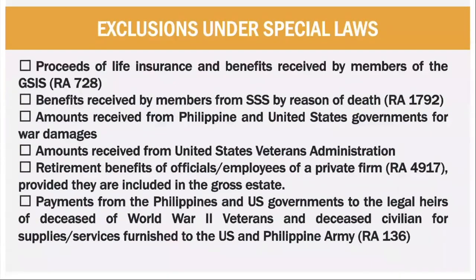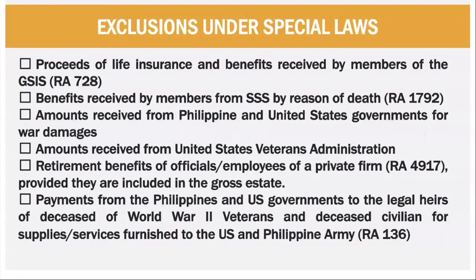Next, exclusions under special laws. Okay, we're done with your exclusions under NIRC or your TRAIN law, section 85, section 86, section 104, section 87, and section 97. So generally, it's easier for us to understand these exclusions because we're done discussing the inclusions. Next, we go with your exclusions under special law. First, insurance from GSIS and SSS. Okay, what did we say? As a general rule, what do we include in your insurance if ever that particular insurance is considered revocable?